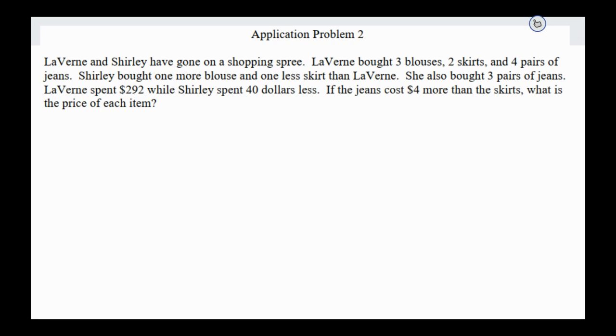Okay, let's start off with this one though. Let's talk about Laverne and Shirley. What are the 3 things we're trying to find the price of? Blouses, skirts, and jeans. Okay, so there's my x, y, and z.